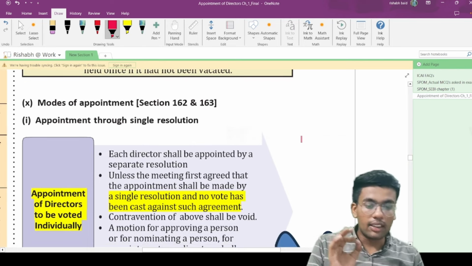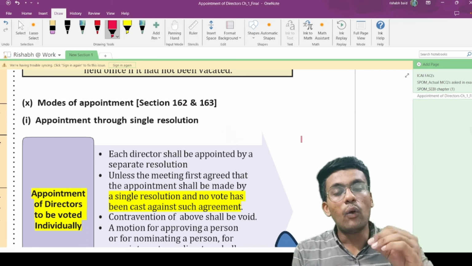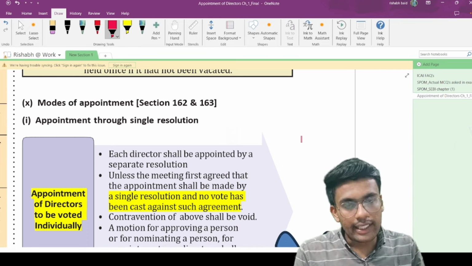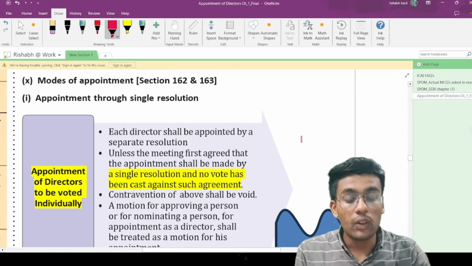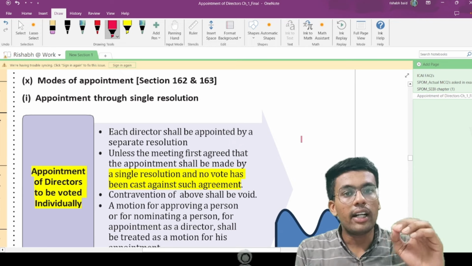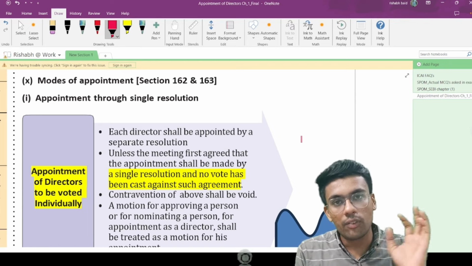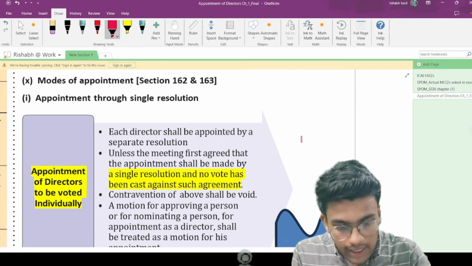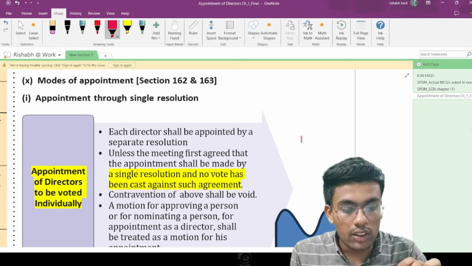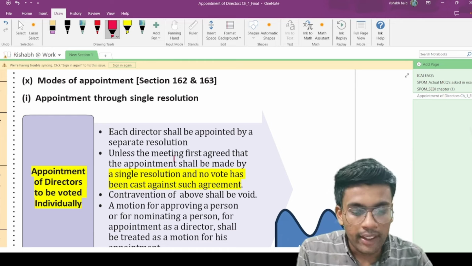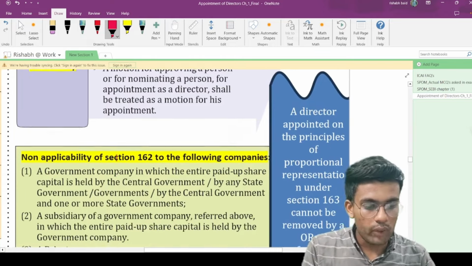Section 162 and section 163 talk about the mode of appointment. How is a director to be appointed? In most cases, every individual director is to be appointed by a separate resolution in the meeting. A director would be named, his name would be proposed into the meeting and a resolution will be passed for each and every director. But a single resolution can be passed for the appointment of all the directors, only if it is agreed to by the members in their first meeting. So please read this second point. This is what we have to discuss in this particular point.